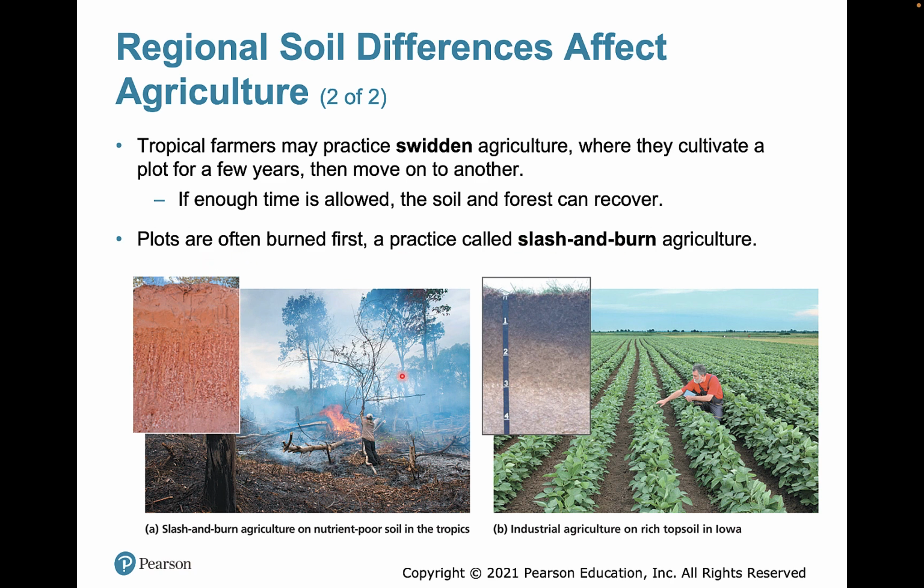They're going to do slash and burn, and then eventually productivity is going to drop, so they don't get as much crop yield anymore. So then they stay there for a few years on the plot, and then they move somewhere else and do more slash and burn. Sometimes if there's enough time allowed between the swidden agriculture, the forest and the soil can recover, but normally they don't typically give enough time.